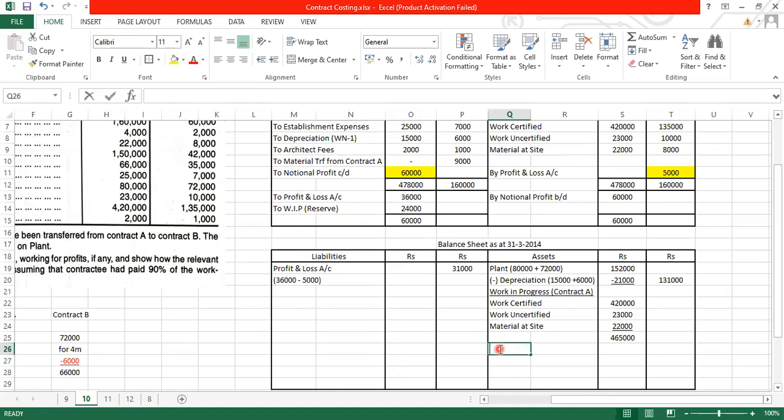Then what we subtract the reserve from it. So less. कितना है रिजर्व? 24,000 का. So subtract 24,000. This will be equal to 4,41,000.